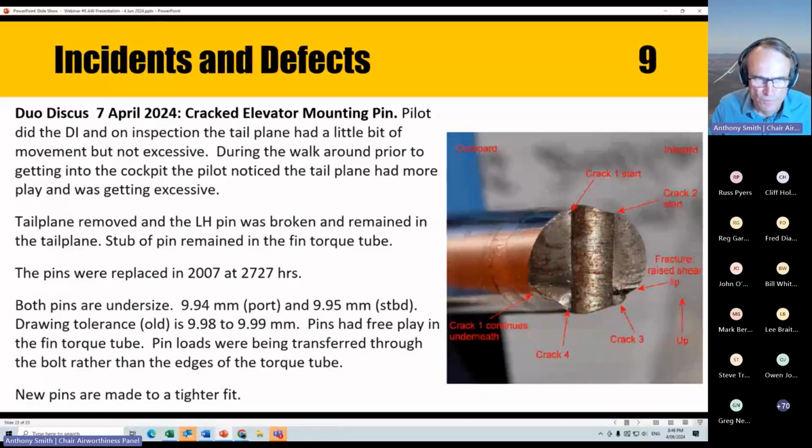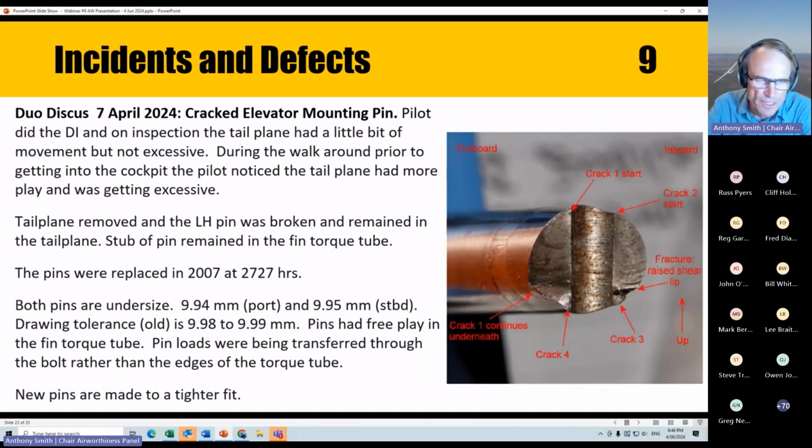That was 9.94 millimeters in diameter. The starboard pin, now that was crack tested and I couldn't find evidence of any other cracking. That was 9.95 millimeters. Now, there's two versions of the pins these days. The old version, the tolerances on the dimensions are from 9.98 to 9.99, roughly speaking. That's not quite the fit, but it's close enough for government work.